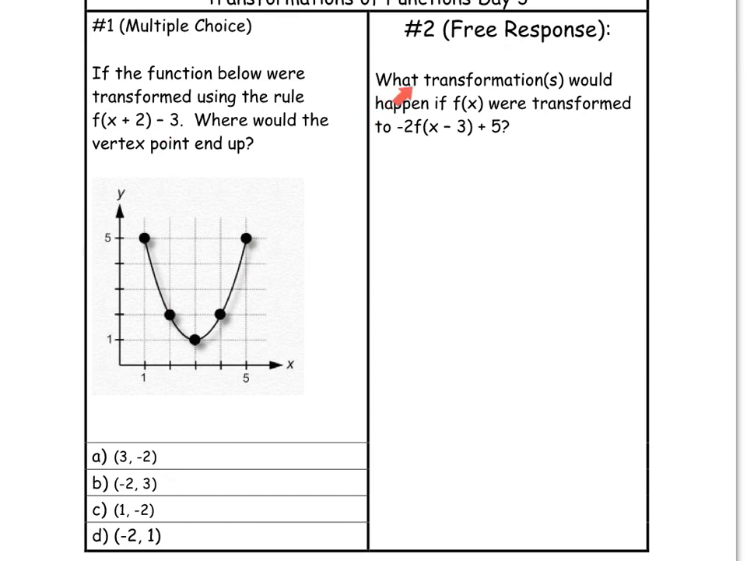And number 2, what transformations would happen if f of x were transformed to -2f of x minus 3, plus 5? So we have 4 transformations here. We have the negative, we have the 2, we have the x minus 3 inside parentheses, and we have the plus 5. So there are 4 transformations that are happening, and again, the transformations begin from left to right. So this would be done first, then second, then we would worry about the 2 translations right here.